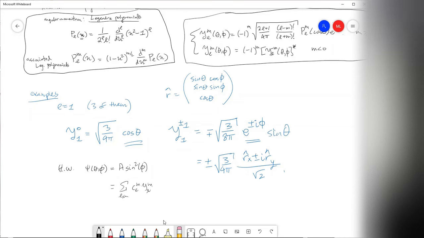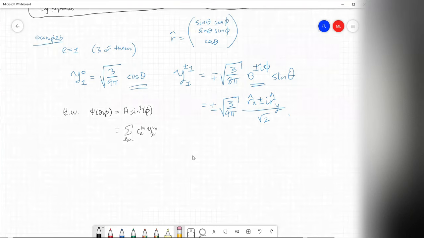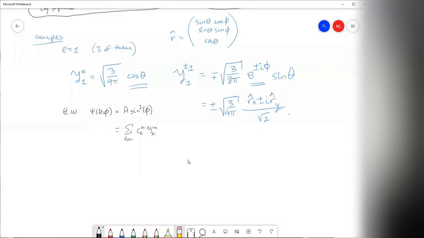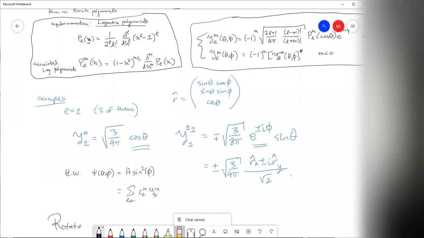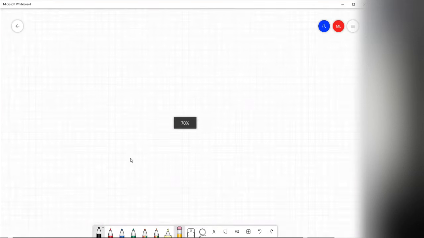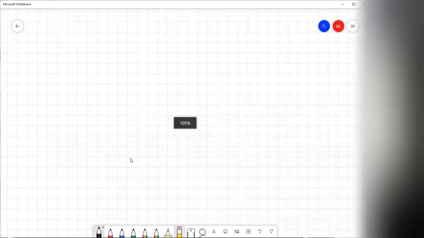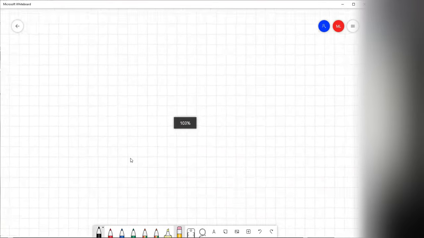What else? You can, of course, rotate the sphere. So let me clear this, I guess. Any questions, though, about that?